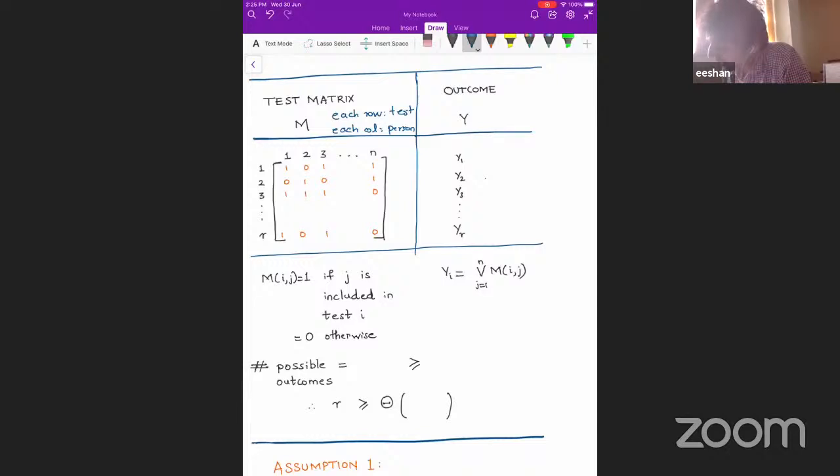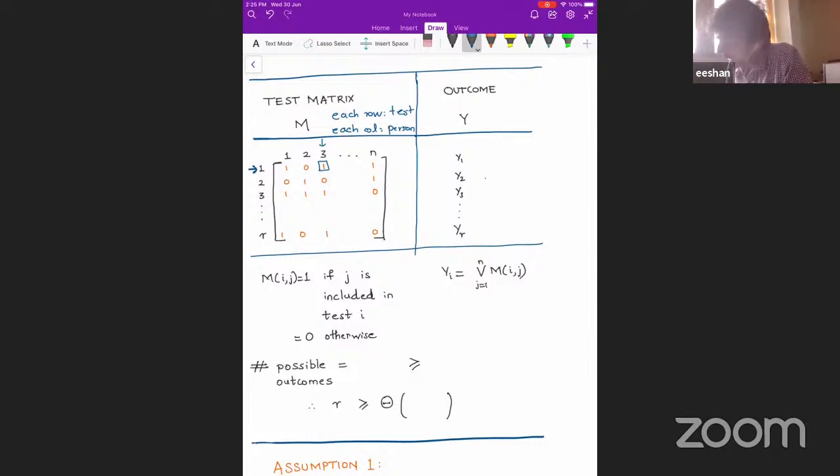You can immediately understand that row 1 essentially pools sample 1, sample 3, sample n. Row 2 pools sample 2, sample n, and so on. Typically I call this matrix capital M. M_ij is 1 if j is included in test i, and it's 0 otherwise. Let's take an example: i equal to 1 and j equal to 3. The entry here is 1, which says that person 3 is included in test 1. And for each test, I have an outcome y.